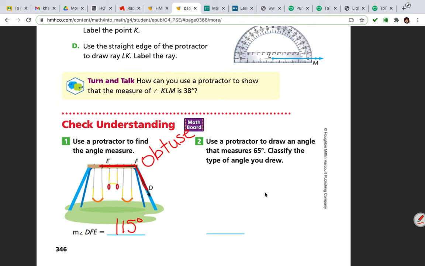Number 2, use a protractor to draw an angle that measures 65 degrees. Classify the type of angle you drew. We know that this is a 90-degree angle, and if you don't have a protractor, that's fine. Draw what you would think would be close to 65 degrees. It's going to be a smaller angle, so you might have drawn something that looks like this. What type of angle is it? It is acute. This is a right angle, so we knew that a 65-degree angle is less than a right angle. And that's it.